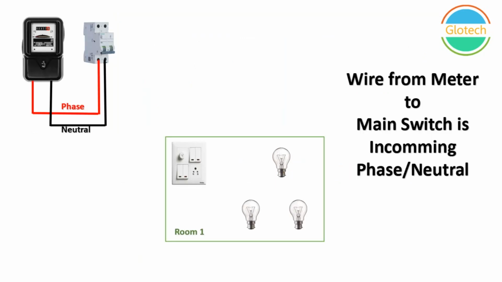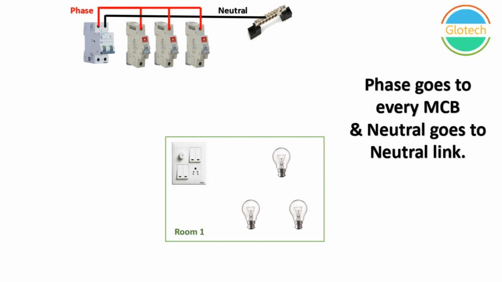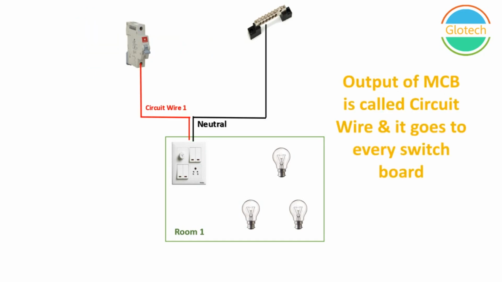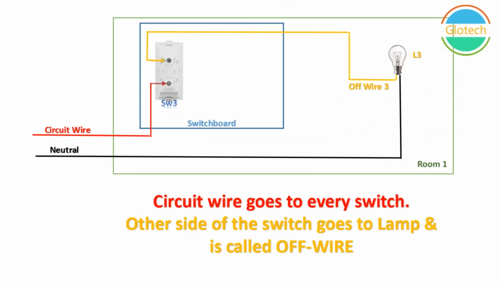Now let's explore the connection step by step. Wire from the meter to the main switch is incoming phase and neutral. Phase from the main switch goes to every MCB and neutral goes to the neutral link. Output of the MCB is called circuit wire and it goes to the switchboard. If you look inside the switchboard, circuit wire goes to every switch on one side, and on the other side goes to the lamp and is called off wire.